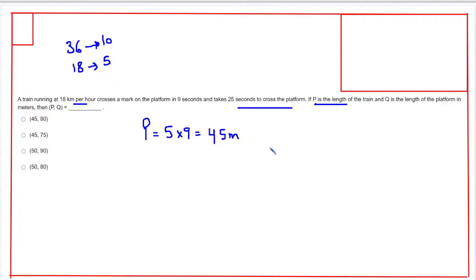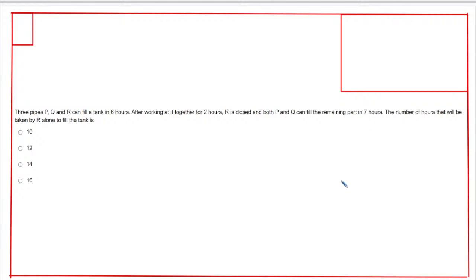Here it is crossing a platform. The length of platform is Q, so 45 plus Q will be equal to 5, which is the speed of the train, times 25 seconds it will take. Q equals 80. Easy question based on trains. Next question.